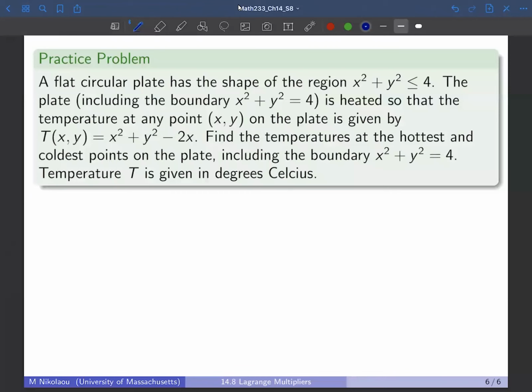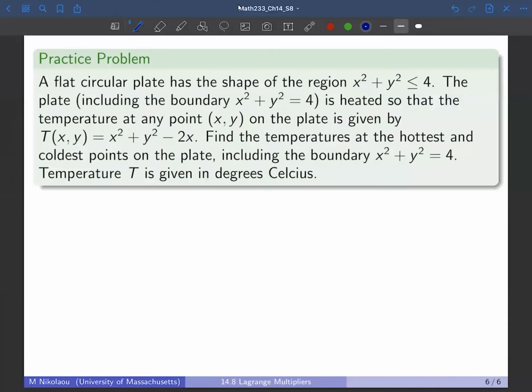The plate, including the boundary x squared plus y squared is equal to 4, is heated so that the temperature at any point (x, y) on the plate is given by the function T(x, y) equals x squared plus y squared minus 2x. We are asked to find the temperatures at the hottest and coldest points on the plate. That means the extreme values of the temperature on the plate, including the boundary x squared plus y squared is equal to 4. The temperature is given in degrees Celsius.